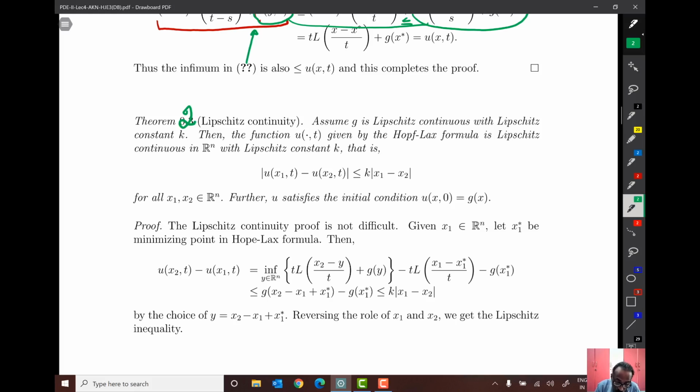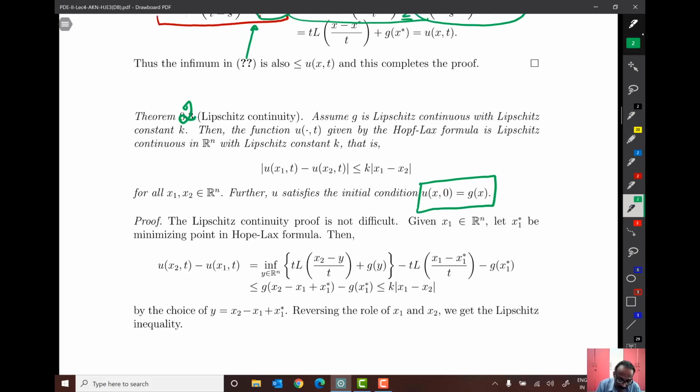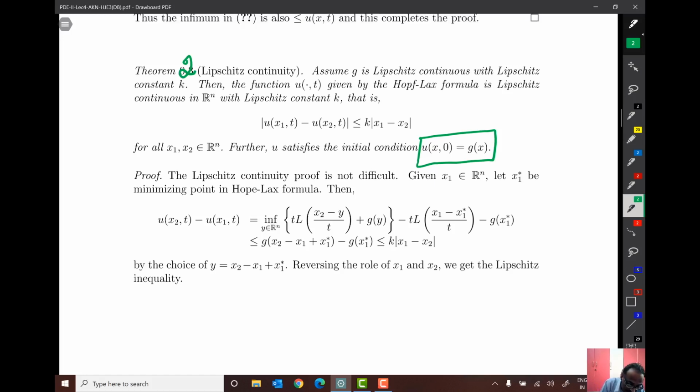And further, it also satisfies this. We have not described any PDE problem, but it satisfies an initial condition, and this is going to be part of your PDE later when you introduce your Hamilton-Jacobi equations. So there are two steps. The Lipschitz continuity proof is not difficult, but the proof of the initial condition, deriving that u(x,0) is equal to g(x), involves a little extra work, which we will do. So to prove this again is not difficult.